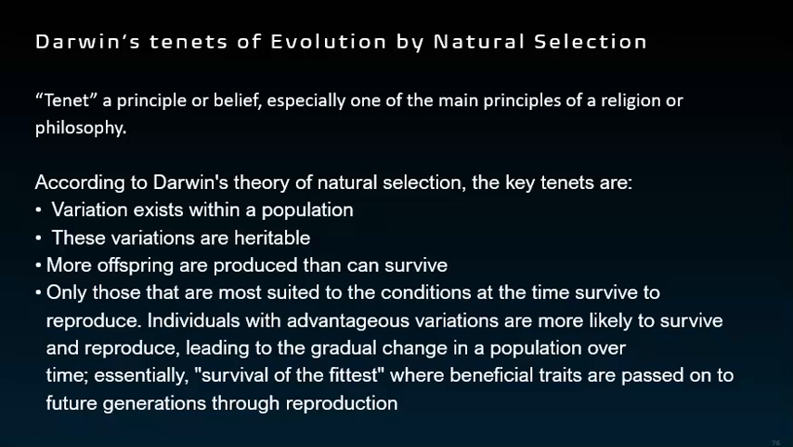And finally, and most importantly, only those that are most suited to the conditions at the time survive to reproduce. So individuals with advantageous variations are more likely to survive and reproduce, leading to the gradual change in a population over time. Essentially, survival of the fittest, where beneficial traits are passed on to future generations through reproduction.